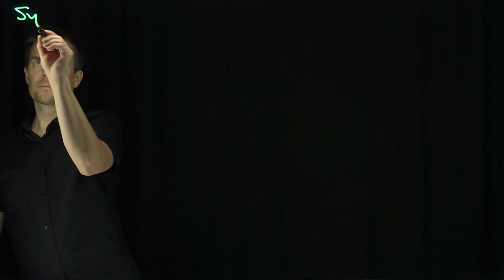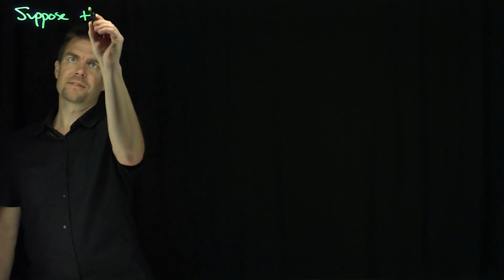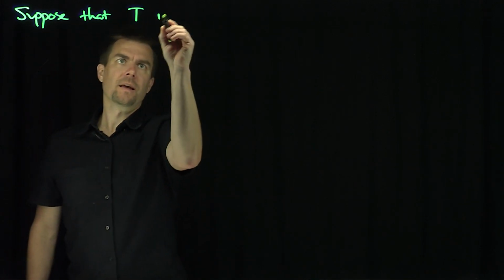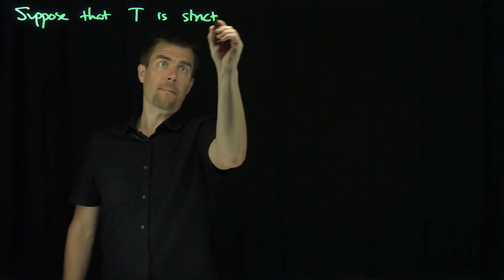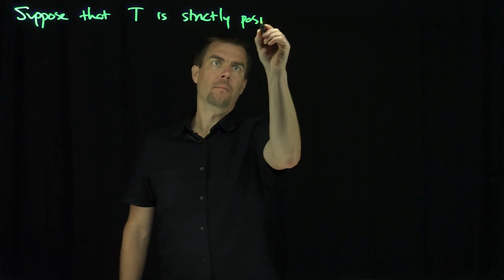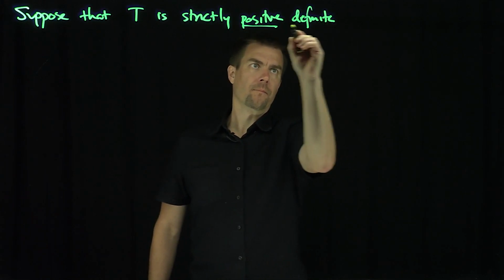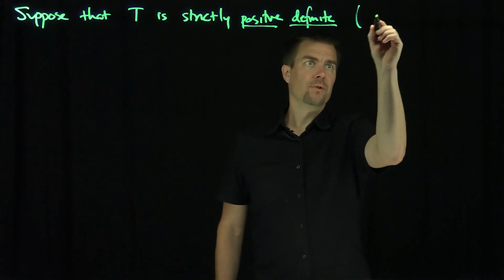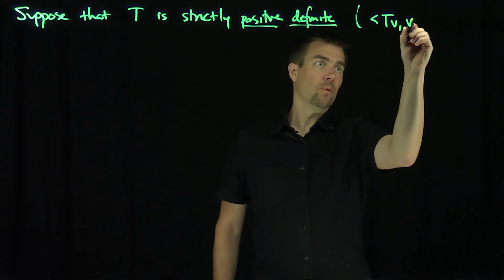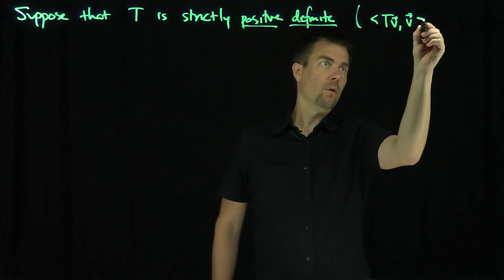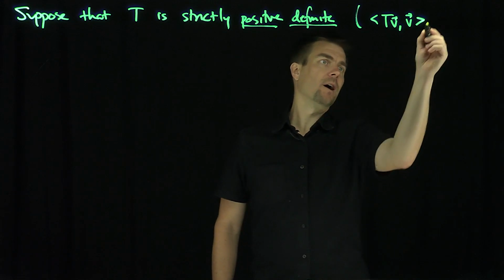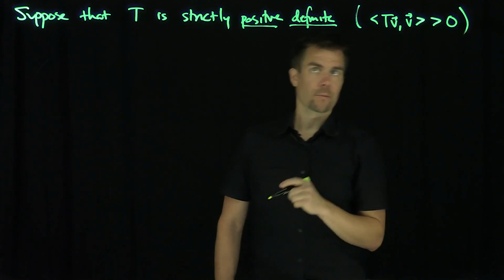Hello students, in this video we'll discuss the Cholesky factorization of a matrix. Let's suppose that T is strictly positive definite, meaning of course that if I do the inner product of T, V with V for any vector V, not only do I get a non-negative inner product, but I get a strictly greater than zero inner product, right?